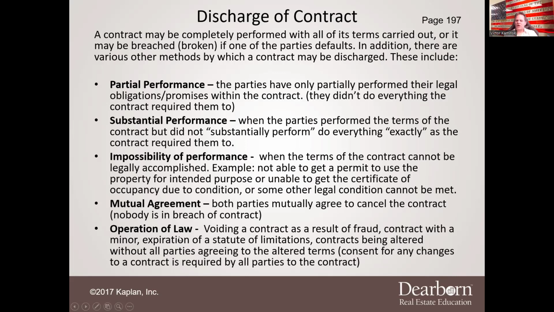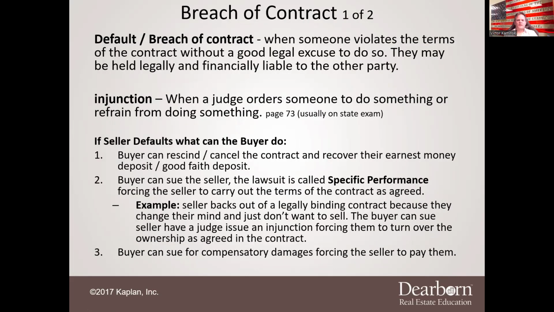And then by operation of law, by voiding a contract as a result of fraud, a contract with a minor, expiration of a statute of limitations, or contracts being altered without all parties agreeing to those altered terms. An injunction, we highlighted in a much earlier chapter on page 73, is when a judge orders somebody to do something or to refrain from doing something. That would be an injunction.